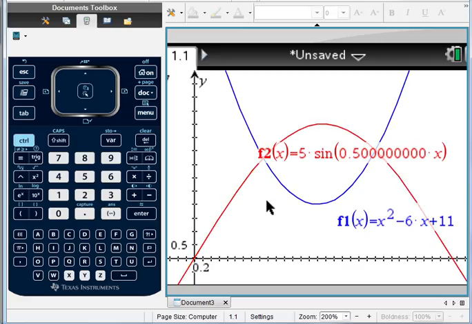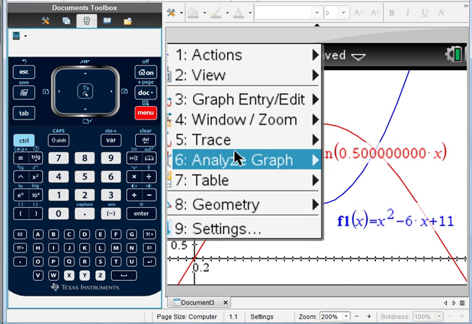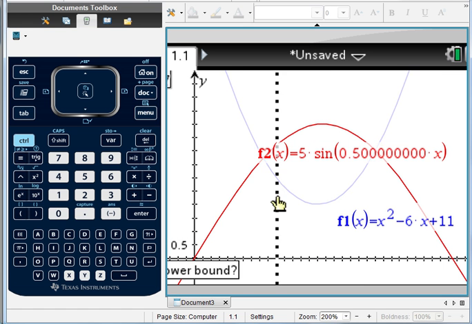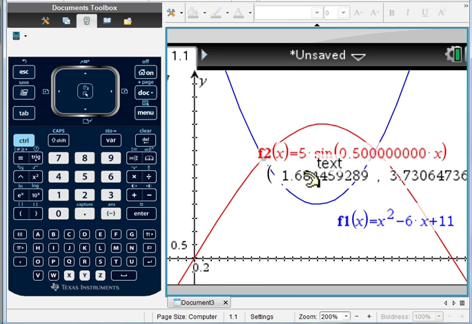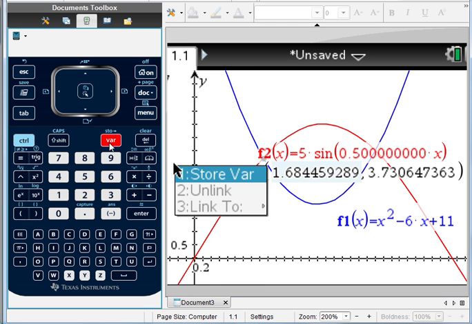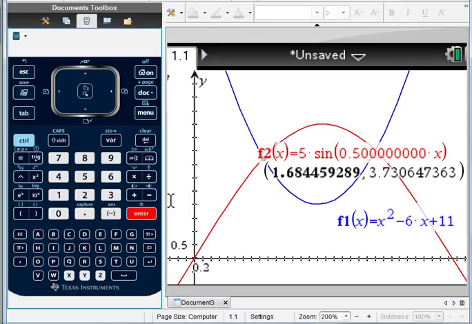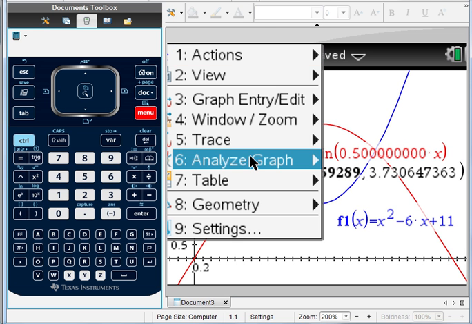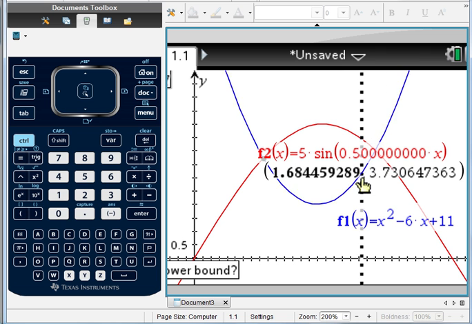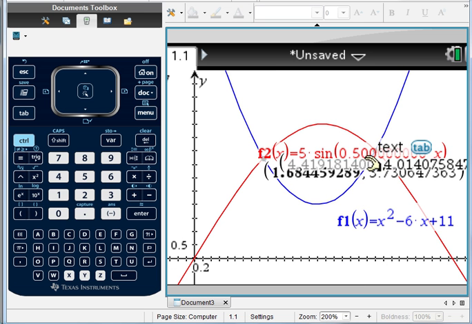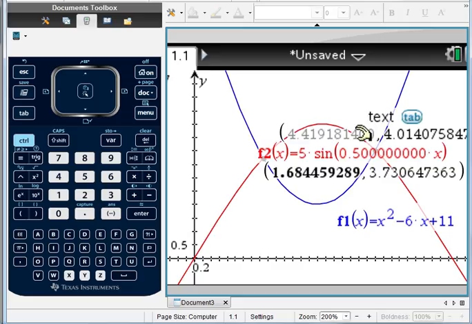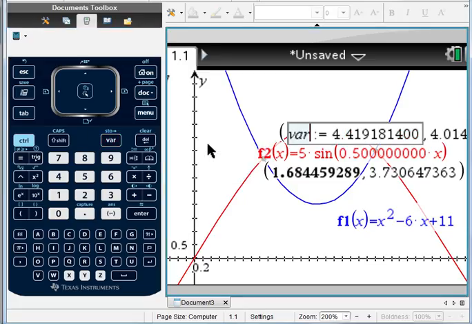And then let's go ahead and find our points of intersection. Menu, analyze graph, intersection, lower bound, upper bound. There it is, and store it as a. And then let's find our other point of intersection. So menu, analyze graph, lower limit, upper limit. See, it's right there. You can move it around if you need to. And then let's store as b. We don't have to do the alpha here, sorry, just store as b.